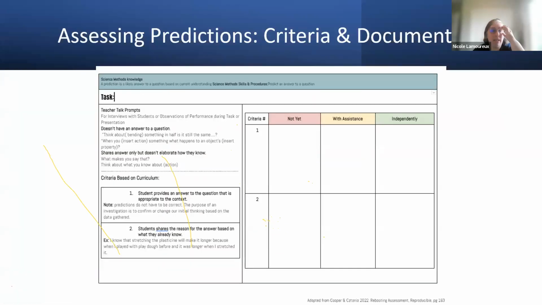So I've made a rubric as well, and I worked with our assessment consultant to come up with these rubrics because we are assessing. The criteria is broken into two categories. First, the student provides an answer to the question that is appropriate to the context, the likely answer. Second, the student shares the reason for the answer based on what they already know. And if you're struggling, there are some prompts here on how to help students if they're working through some of these predictions.